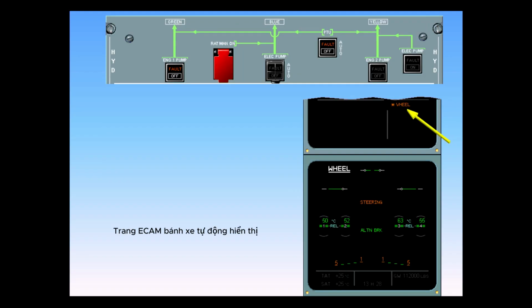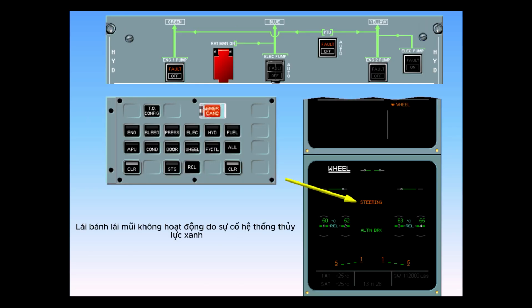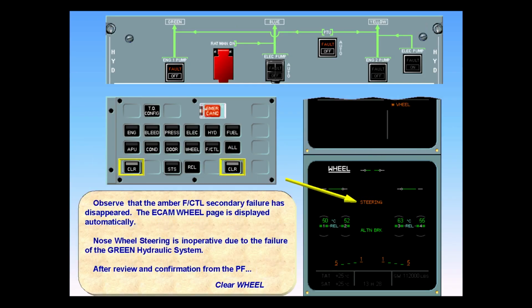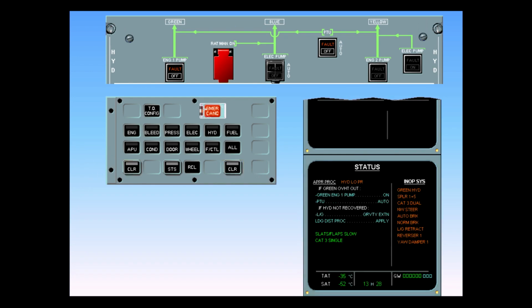The ECAM wheel page is displayed automatically. Nose wheel steering is inoperative due to the failure of the green hydraulic system. After review and confirmation from the pilot flying, clear wheel. The status page is displayed, showing approach procedures, inoperative systems, and aircraft information. After review and confirmation from the pilot flying, clear status.